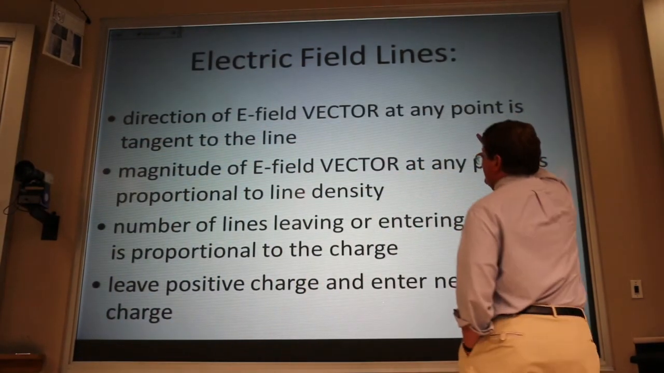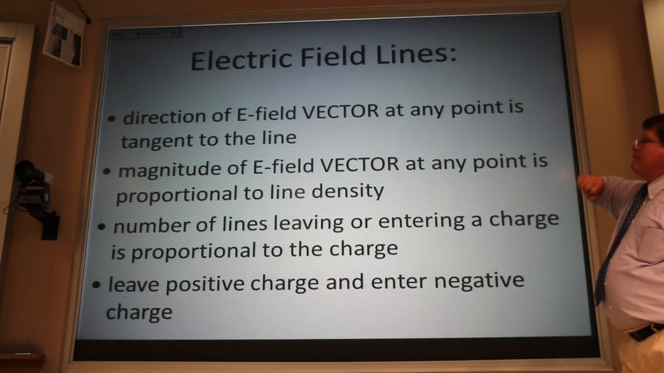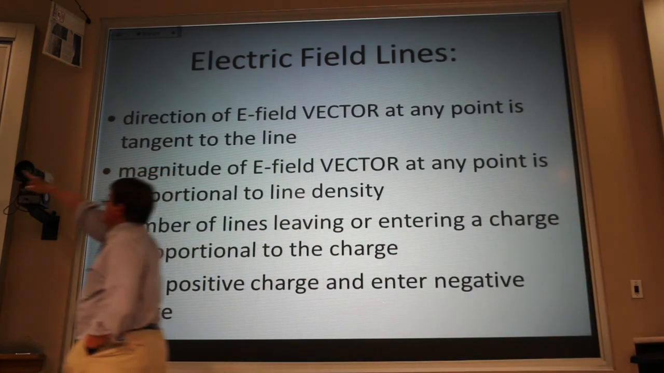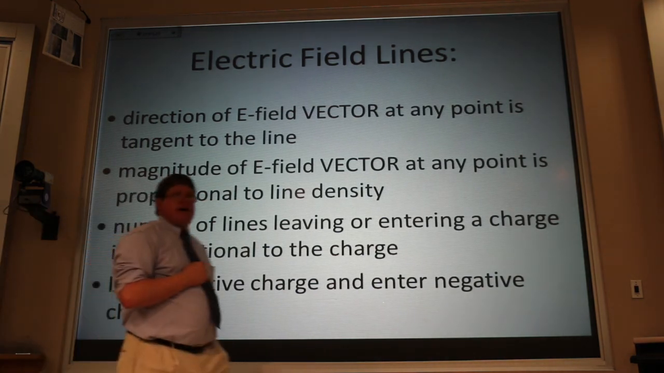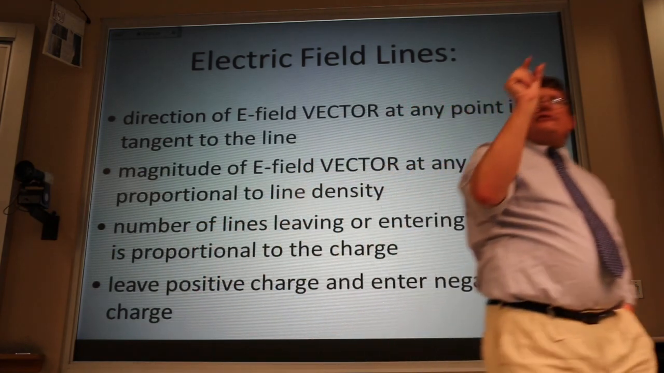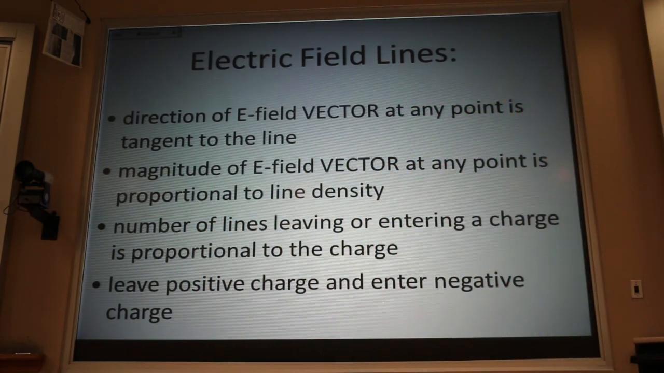This is a summary here. The direction of the E field vector, that's this thing here. The direction is always tangent to the field line. The magnitude of the E field vector at any point is dependent on how close the lines are together, the density of field lines. When they're scrunched up together, that's stinky. That's a big field. When they're spread out, a weak field.